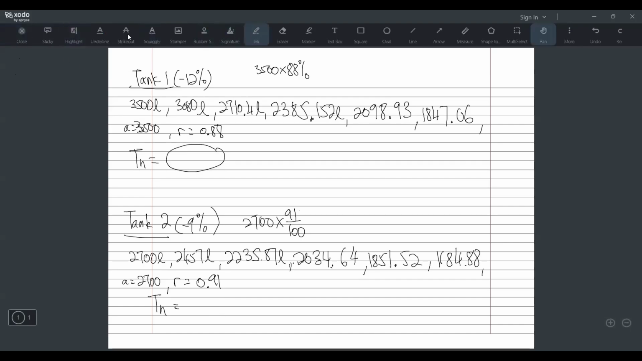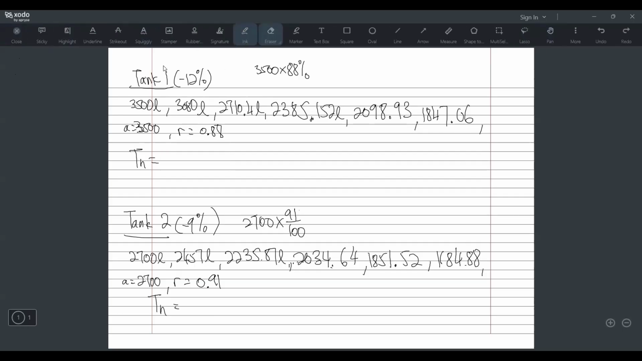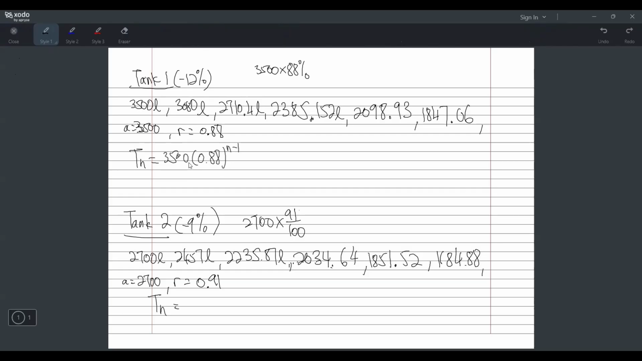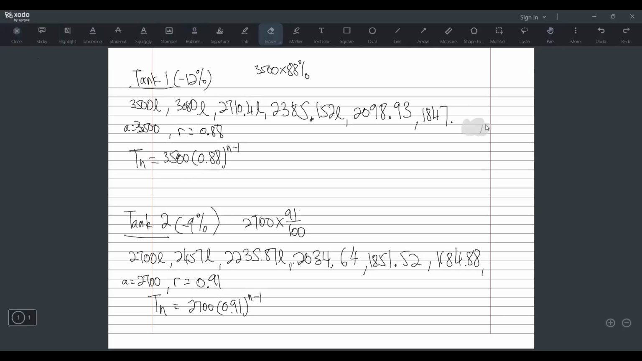But I don't know which term, so the n I'll just leave it for now. So I'll just put Tn, and the formula I use will be a r power n minus 1. So 3,500 times 0.88 power n minus 1. And for the Tn here, it will be 2,700 times 0.91 power n minus 1. And you want tank 1 to be less than this for the first time, right? So what I will do is take this answer less than this. It's better to do it like this. I just realized it's so much better.